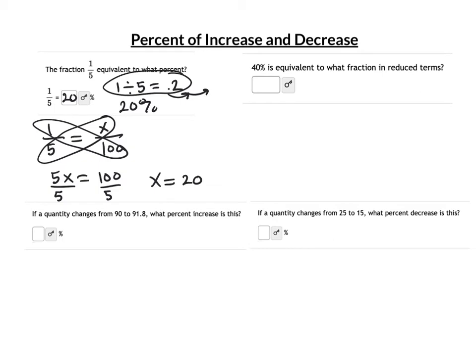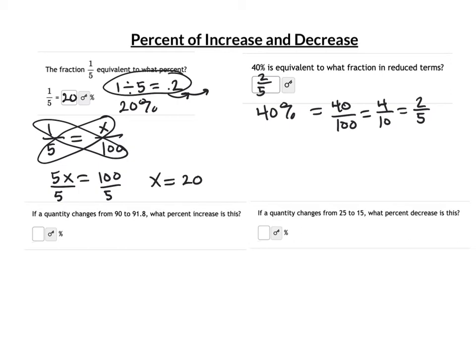40% is equivalent to what fraction in reduced terms? 40% is 40 over 100, which is 4 over 10, and they're both even. Divide them both by 2 is 2 over 5. So in simplest form, it's 2/5.